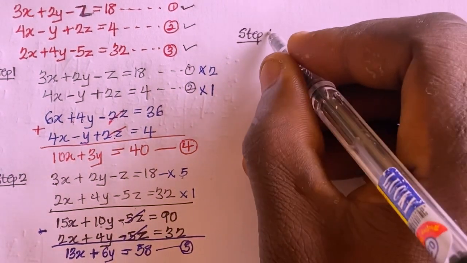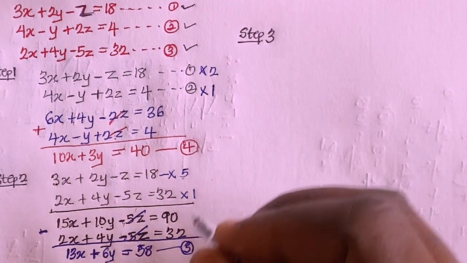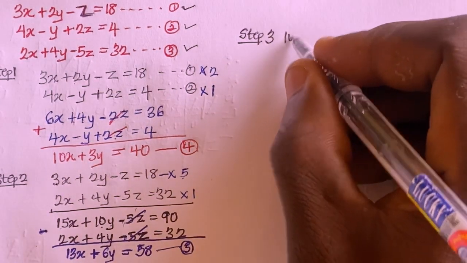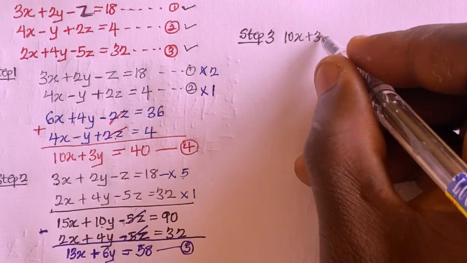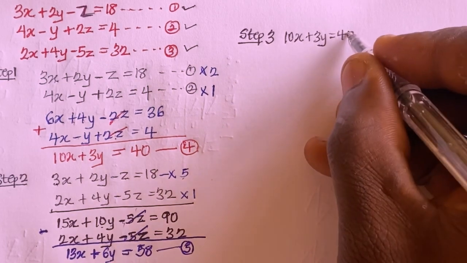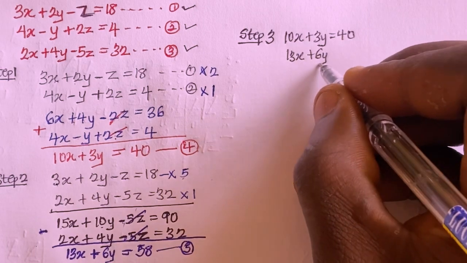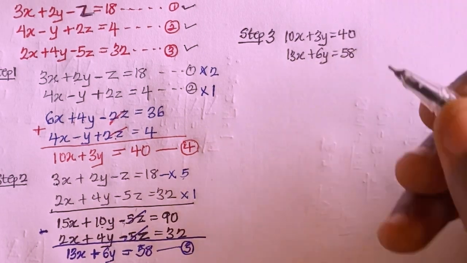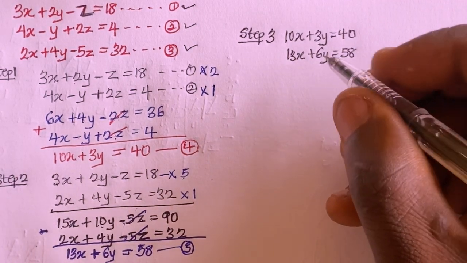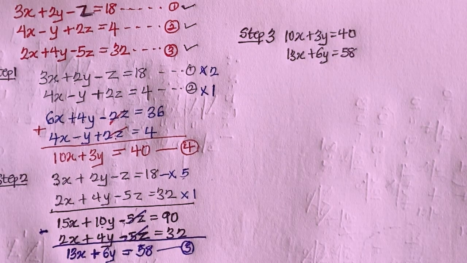In step 3, what you are going to do is bring these two equations together, which is 10x plus 3y equals 40, right? And also 13x plus 6y equals 58. You bring them together. So bringing them together now means that you are having two unknown variables. Then you can choose to use the elimination method or the substitution method, any one you like.